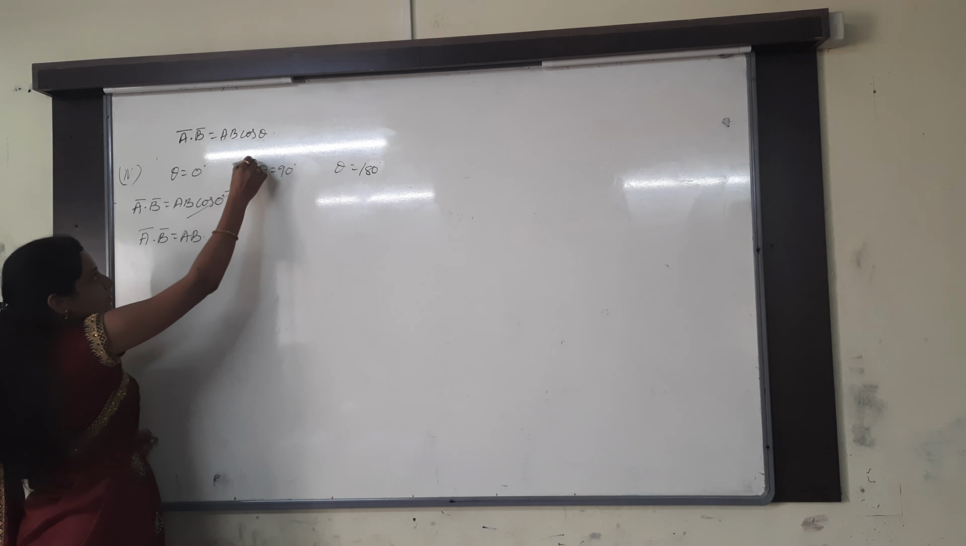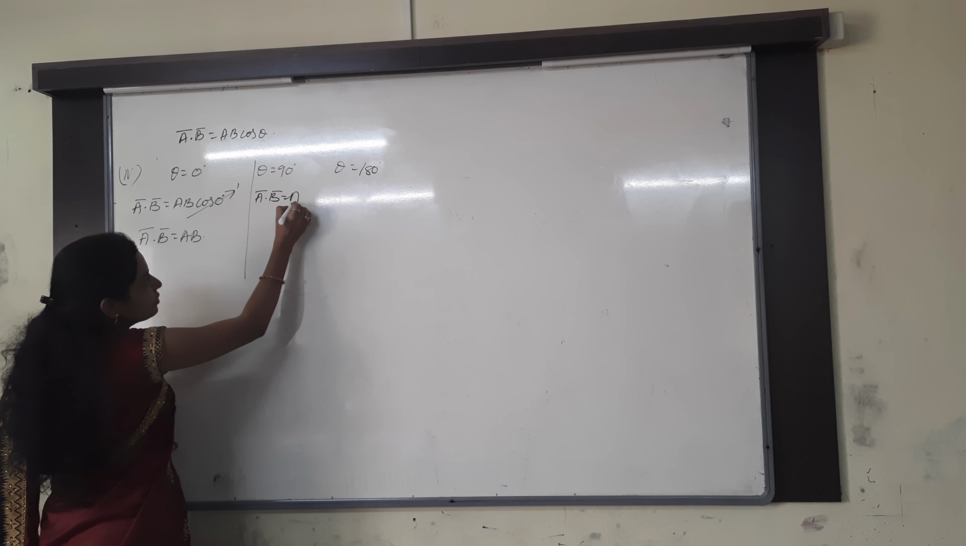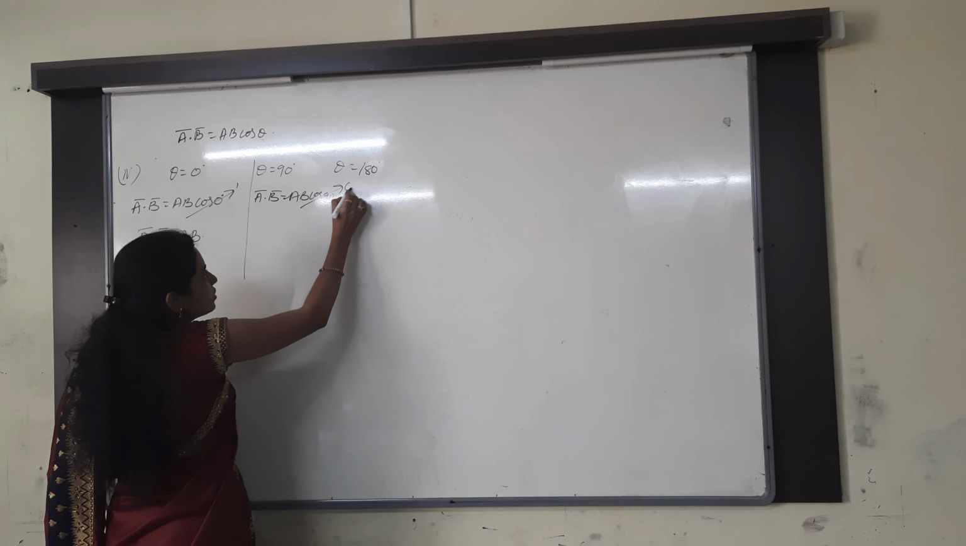Then whenever you consider theta equals 90, a bar dot b bar is equal to ab cos 90 degrees. Cos 90 is how much? 0.